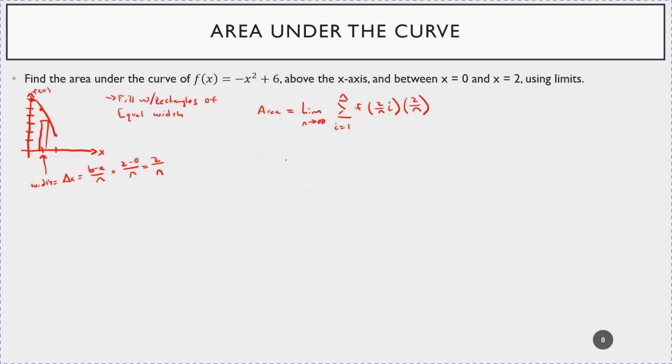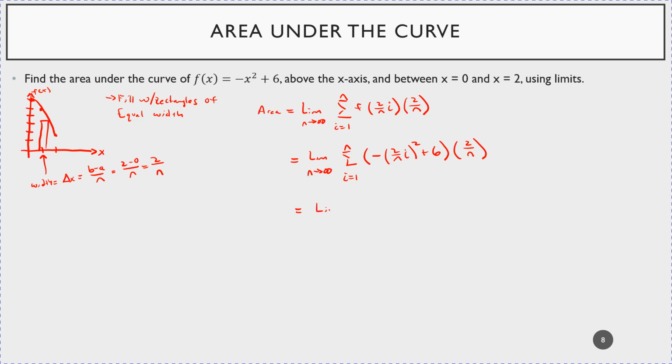All right, we're doing it. Let me help clean this up. So this is the limit as n goes to infinity of the sum from i equals 1 to n of f of, wherever I see an x, I'm now going to plug in 2 divided by n times i. So this is minus 2 over n i squared plus 6 times 2 over n.